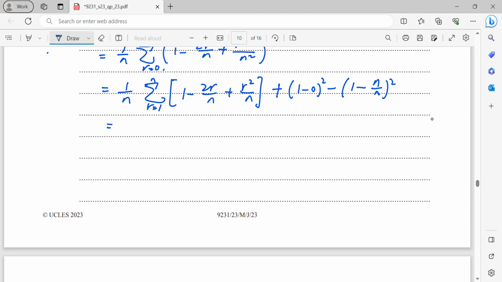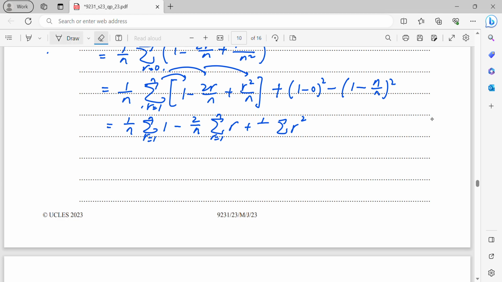Right? So from here, I will get 1 over N summation R from 1 to N. Here, I will just times in. Remember the variable is R. So this is 1 minus. The second term, 2 over N, is constant, so I will factorize 2 over N. Then summation R from 1 to N. Then plus 1 over N squared summation R squared. Sorry, 1 over N. Okay, I factorize the 1 over N here. So R from 1 to N. Then this is actually plus 1. Then this one is basically 0.